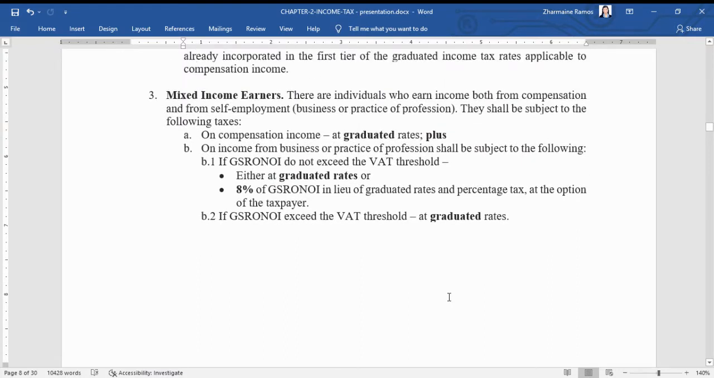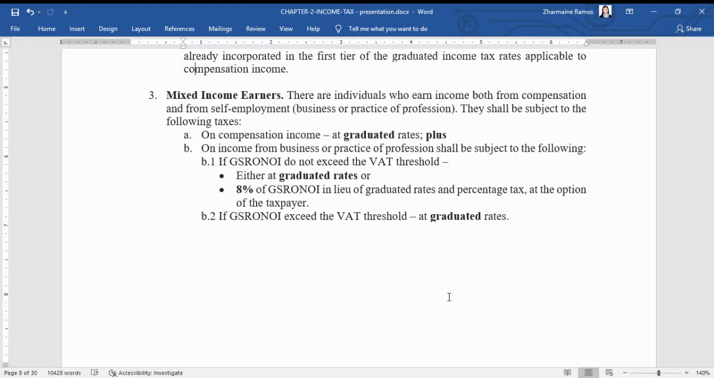Next is mixed income earners. Ano naman tong mga to? These are individuals who earn income both from compensation and from self-employment. So, pwedeng meron kang business at the same time, empleyado ka pa. So, dalawa yung pinanggagalingan ng income mo. So, ang tawag sa'yo ay mixed income earners. Pero, syempre, dapat ma-separate when it comes to the computation of tax yung income mo from your employer at yung income mo sa pagpapractice mo ng business or ng profession mo.